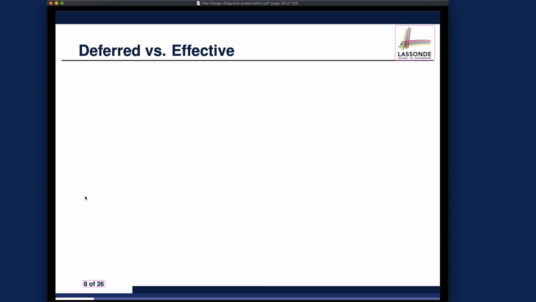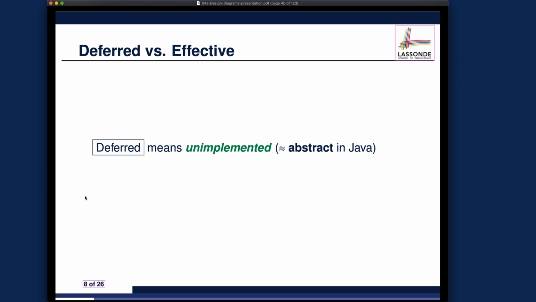Okay. The next item will be deferred versus effective. As I said before, deferred simply means it's unimplemented or partially implemented, approximately equal to abstract in Java. But for the rest of the course, I'm going to say deferred. And effective simply means it's fully implemented. It's like concrete as opposed to abstract.